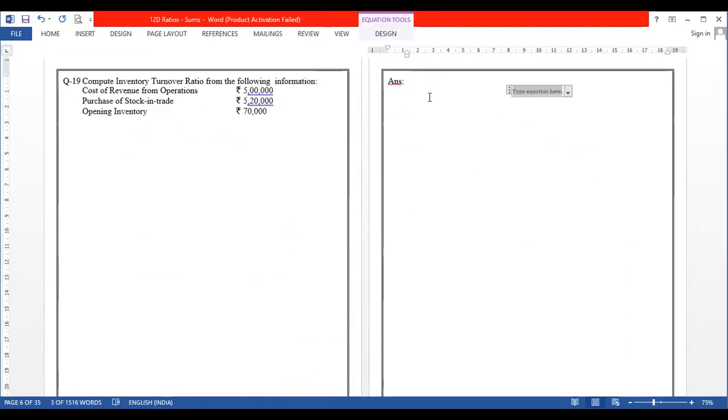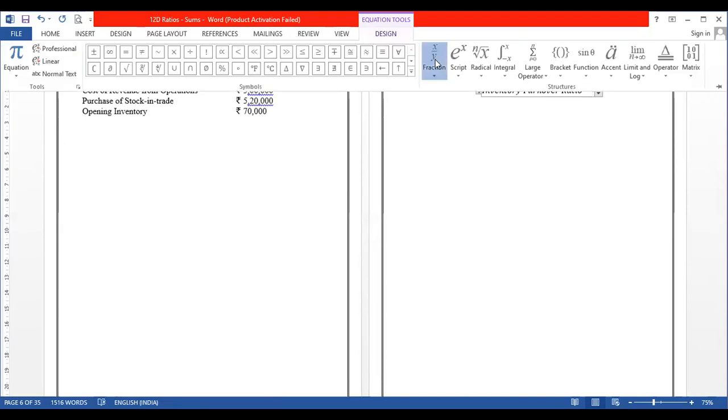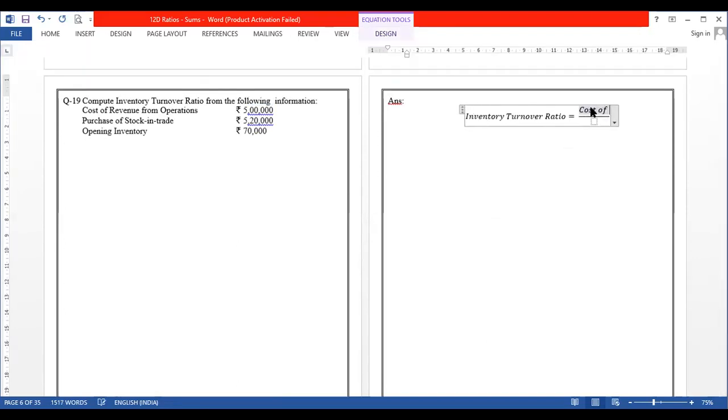Next sum, compute inventory turnover ratio from the following information. Cost of revenue from operation is given, purchase of stock in trade is given, and opening inventory is given. Inventory turnover ratio, the formula is well known to us. Let me write it. That is cost of revenue from operations, to be divided by average inventory. Yes, how will I get average inventory? Because only opening inventory is given to me, closing is not there. So I need to work on the closing inventory first. I need to calculate that, and then I can calculate the average inventory, and then I can calculate this inventory turnover ratio.